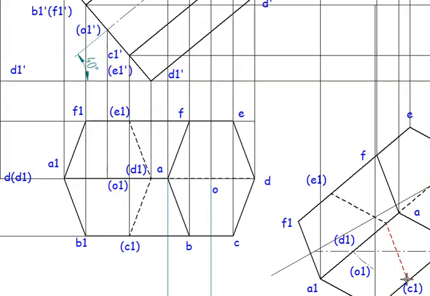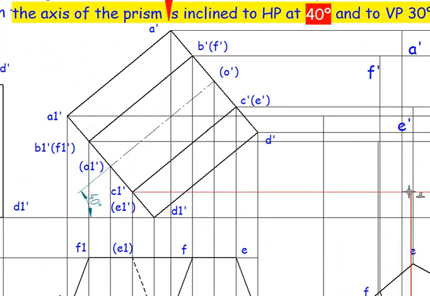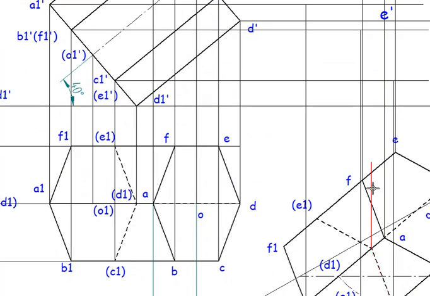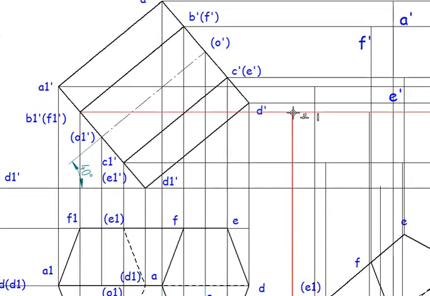Next thing is C1. C1 is till this point, D1 is at the base, E1 is till this point, F1 is till this point. Let's write the annotation. So this point is A1 dash, this point is B1 dash, this one is C1 dash, base corner D1 dash, this is E1 dash, and this one is F1 dash.